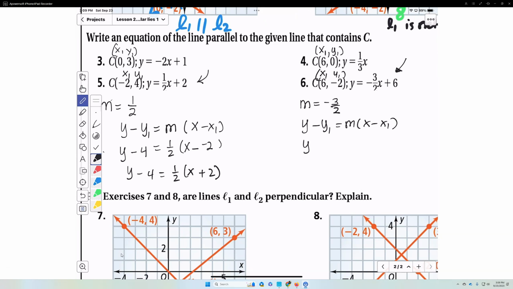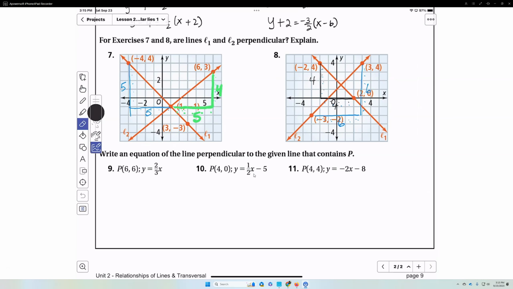So we have y minus -2 equals -3/2 (x minus 6). And you can see I substituted y1 and x1. So now I'm going to leave it in point slope form. So you have y plus 2 equals -3/2 (x minus 6).